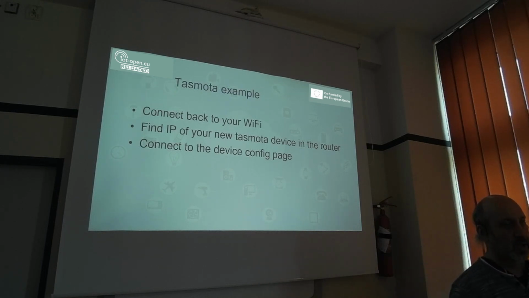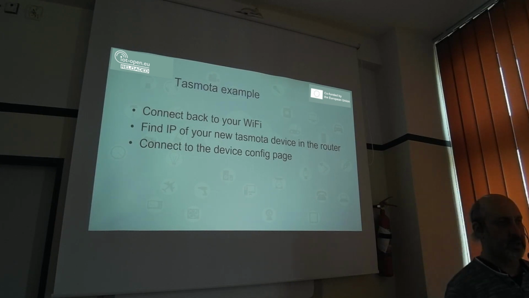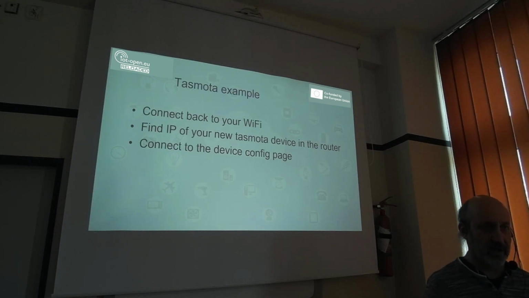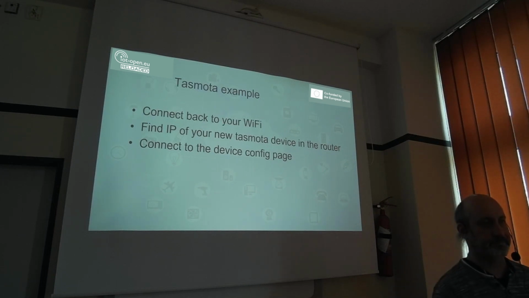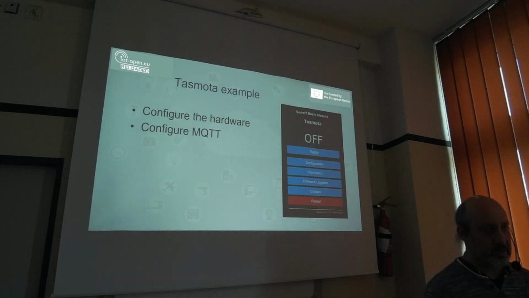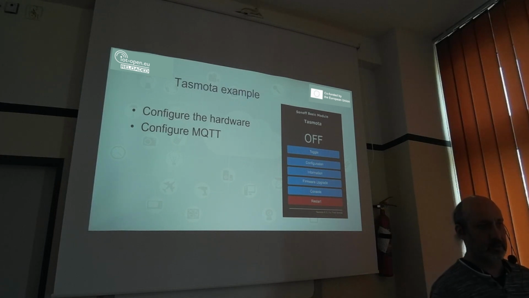So it is quite easy after this to obtain the IP address. If not, you can always refer to the list of addresses in the DHCP server of your access point or router. So you can use this information to know where to connect to make further configuration, because at this time we have only the network credentials configured in our Tasmota device. After this we need to configure it further, for example, configure the hardware and configure MQTT.